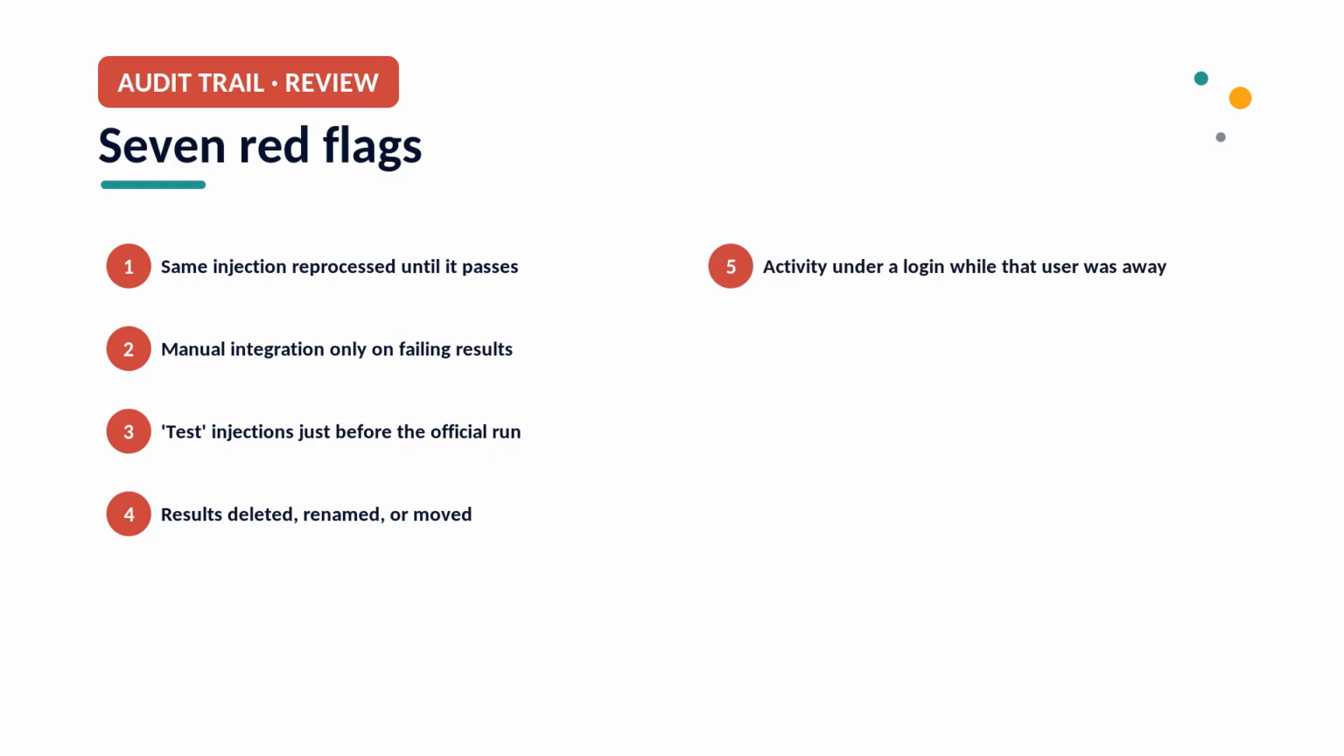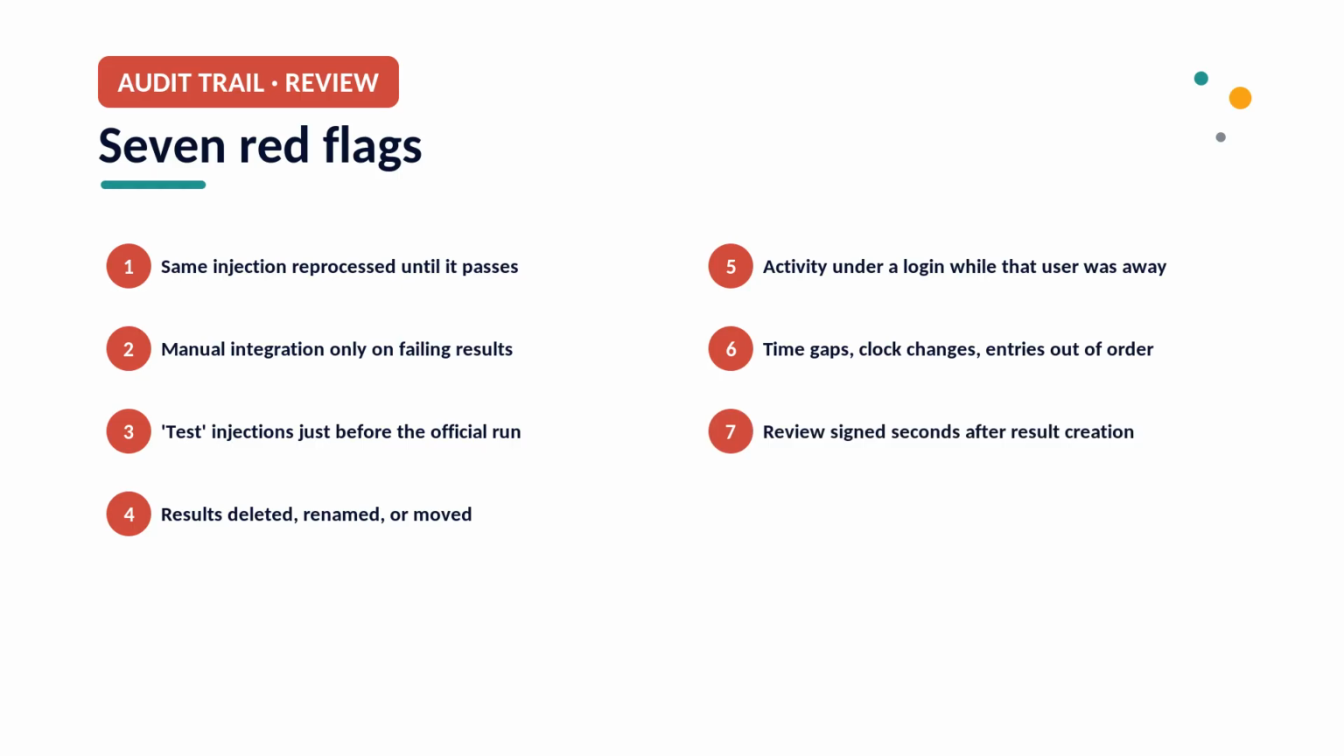5. Activity under a login while that person was provably absent. 6. Time gaps, clock changes, or entries out of order. 7. A review signature seconds after the result was created, a review that couldn't have happened. A red flag is a question, not a verdict. But an unasked question is a finding, and the trail itself is protected.